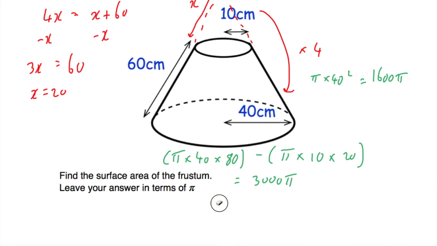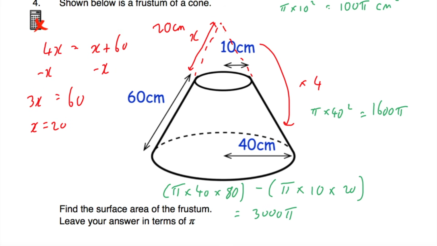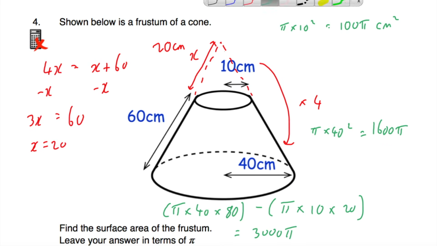Okay, so we didn't have a calculator, and if I was doing this question without a calculator, I would do pi times 10 squared. 10 times 10 is 100, so that's 100 pi, so we'd leave it in terms of pi. Here we're going to do pi times 40 squared. 40 times 40 is 1,600, so that would be 1,600 pi centimeters squared.